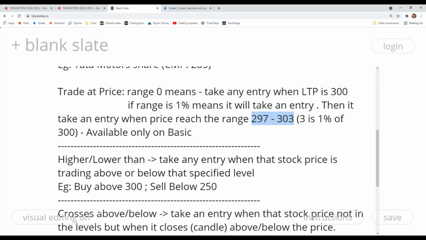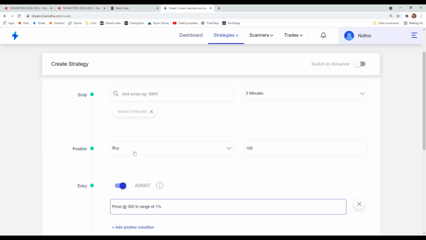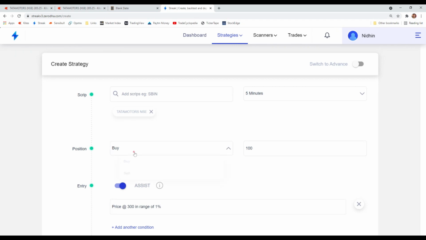So whenever the LTP of Tata Motors hits somewhere around this range, let it be 297 or 303 or 297.4 or 298.3, whatever trade happens within this range, then a buy signal will be triggered. This can be toggled. If I feel differently, let's have another condition. If Tata Motors trades at 300, and I feel that there is strong resistance and the price may fall back, I can switch this to sell.